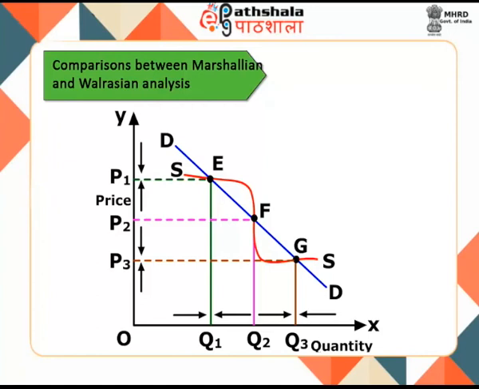This figure shows equilibrium points E and G are Walrasian unstable and Marshallian stable, whereas equilibrium point F is Walrasian stable but Marshallian unstable. Here, according to Walras, price will increase when excess demand is positive and vice versa. We can see this with the help of arrows. According to Marshall, quantity will rise when demand is greater than supply and vice versa.